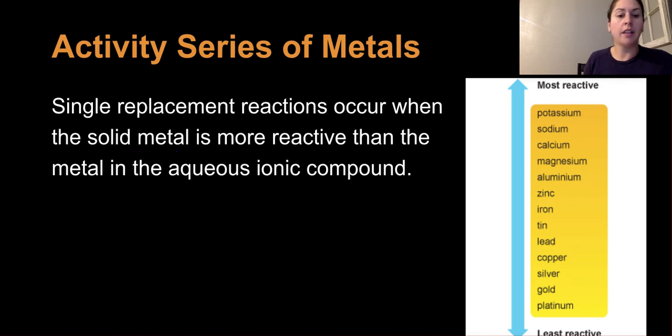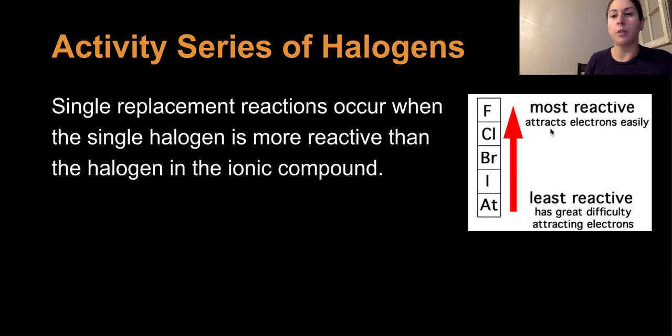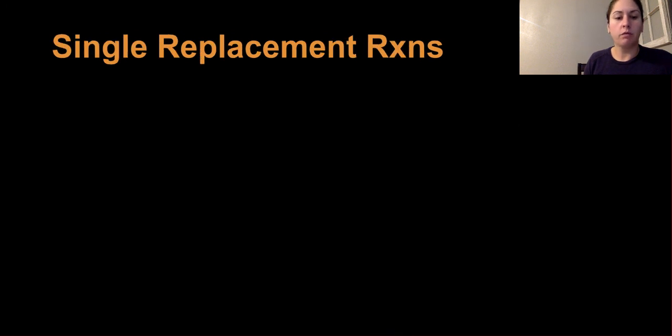All right. Let's take a look now at what happens with nonmetals, okay? So with nonmetals, you see that there's an activity series for halogens, and the single replacement reaction occurs only when the single halogen, the halogen that's by itself, actually is more reactive than the halogen in the ionic compound. And so this works very similar, but we're going to have a different reactivity series for this. So we see that fluorine is the most reactive, and that as we move down, these are going to become less reactive.